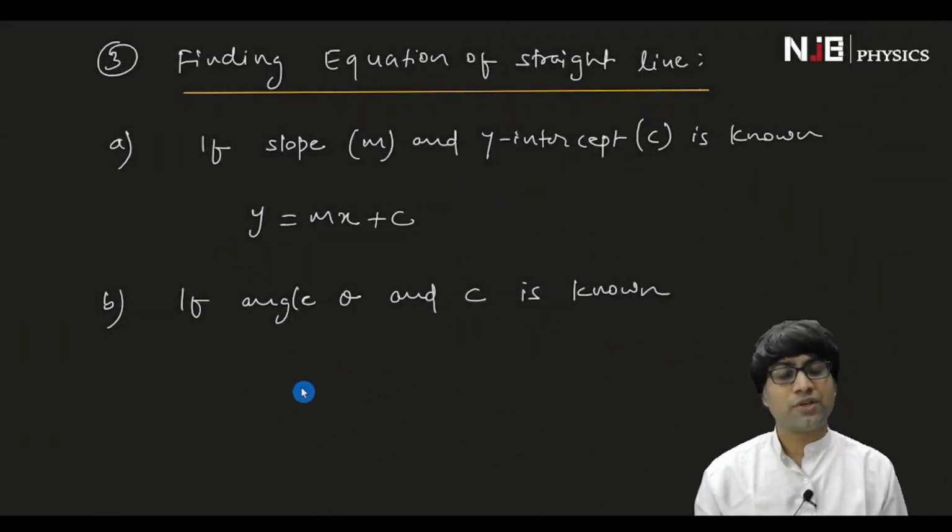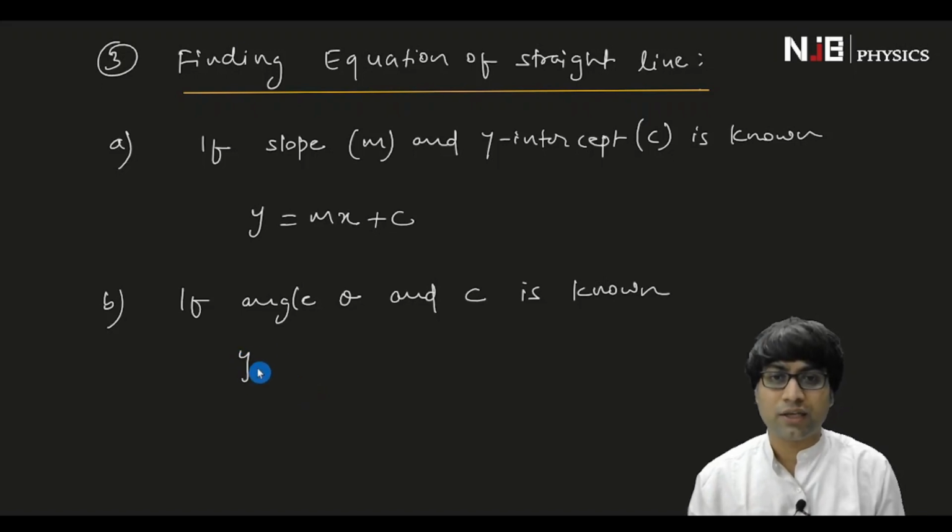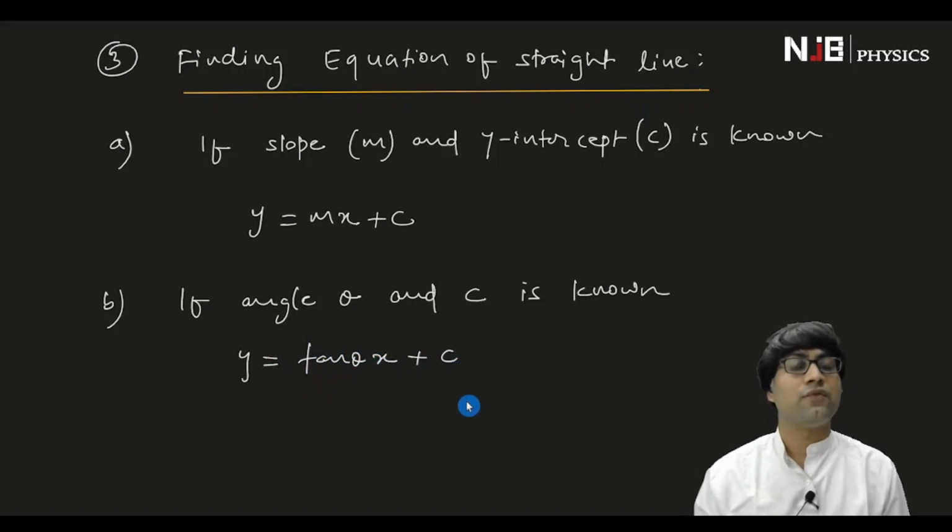The second situation is if the angle theta, that means the angle made by the straight line with the positive x-axis, is known to us and the y-intercept is known. Again, it's very easy. The equation of a straight line would be y equal to tan theta x plus c. So this was also very easy. Let's have a look at another situation.